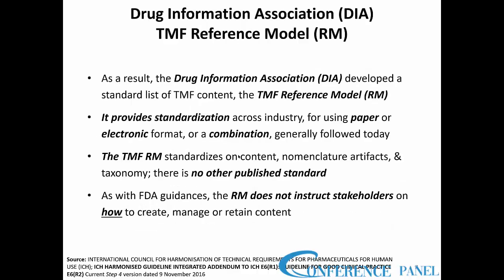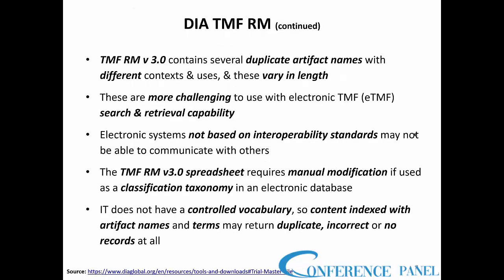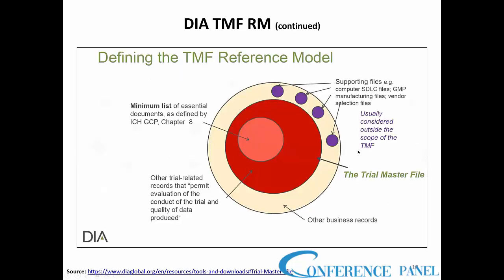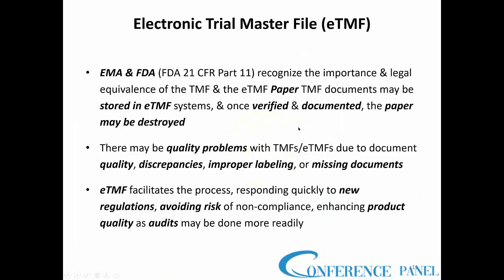As a result, the Drug Information Association, the DIA, stepped in and put together a list of TMF content. The TMF reference model version 3.0 has several duplicate artifact names with different contexts and uses. Now, defining the TMF reference model, the EMA and FDA recognize the importance and the legal equivalence of the trial master file, the paper version, and the electronic trial master file.